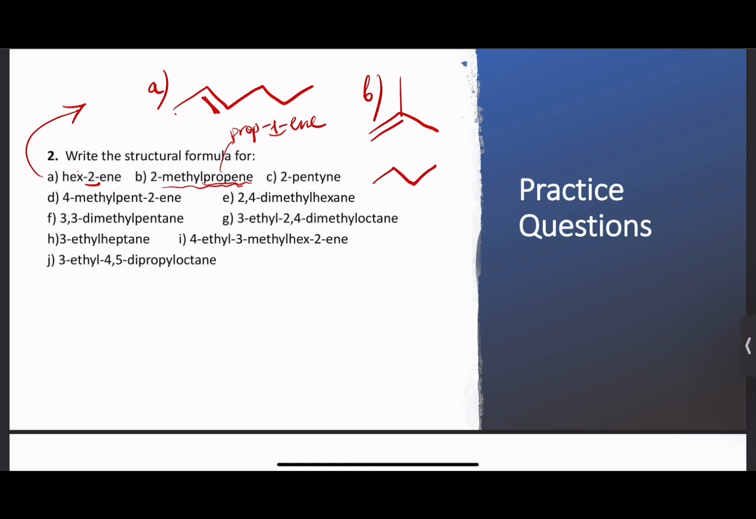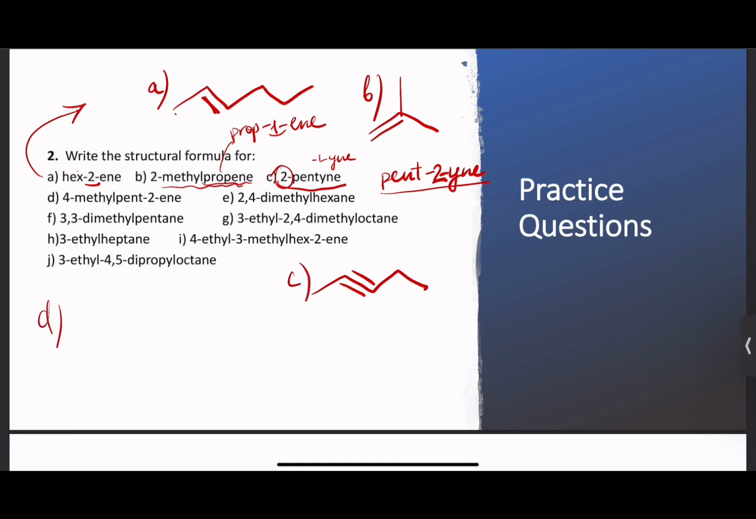So 1, 2, 3, 4, 5. And then pentyne, again, it is pent-1-yne. So on the first carbon I have this. Oh, sorry, it's actually telling me it's like 2-pentyne. So this guy means that pent-2-yne, because there is no prefix here. We know that the second one is gonna stand for the second carbon, so pent-2-yne. This is the one we have for C.